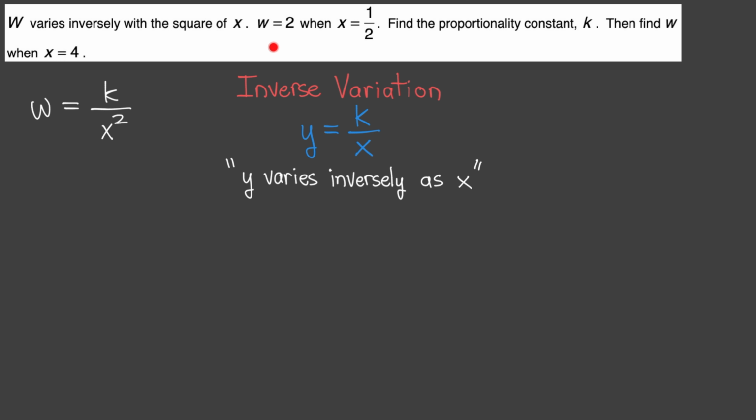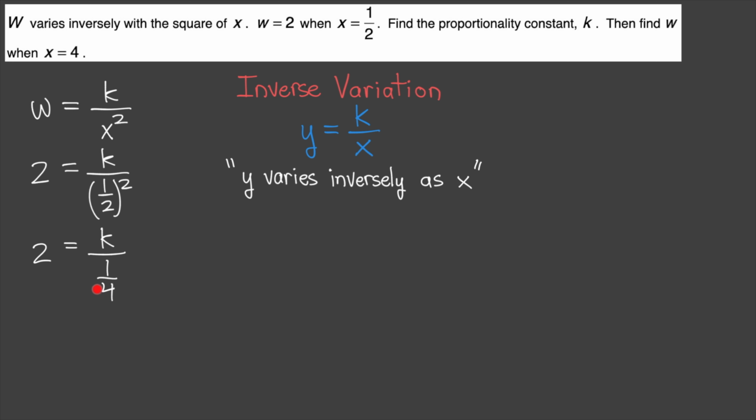Now they give us some information. W equals 2 when x equals 1/2. Find k. So let's go ahead and plug in 2 for w and 1/2 for x and solve for k. So w is 2, so we plug that in. And then x is 1/2, so we'll say 1/2 squared. All right, we simplify. 1/2 squared is 1/2 times 1/2, which is 1/4. So the bottom becomes 1/4.